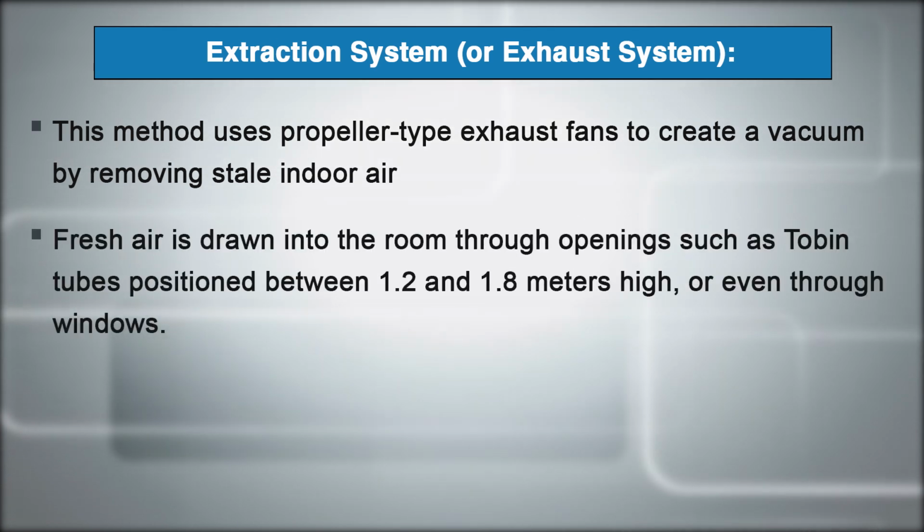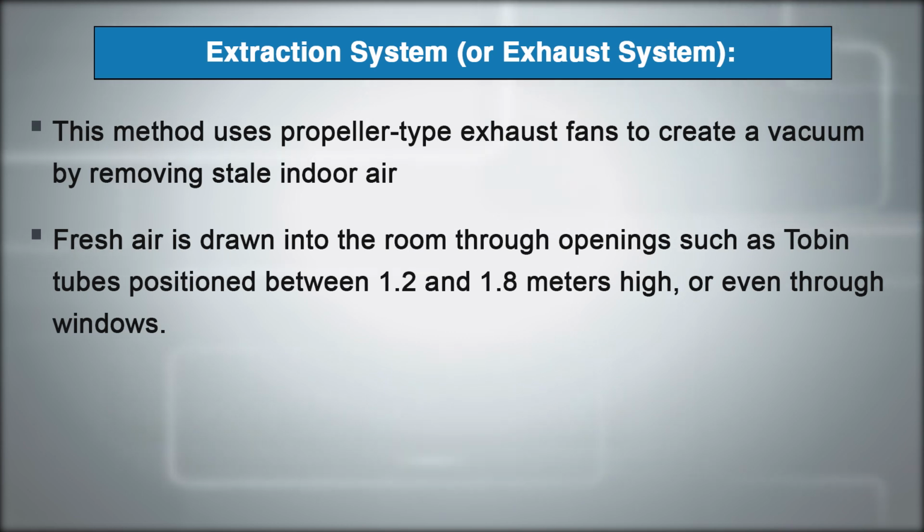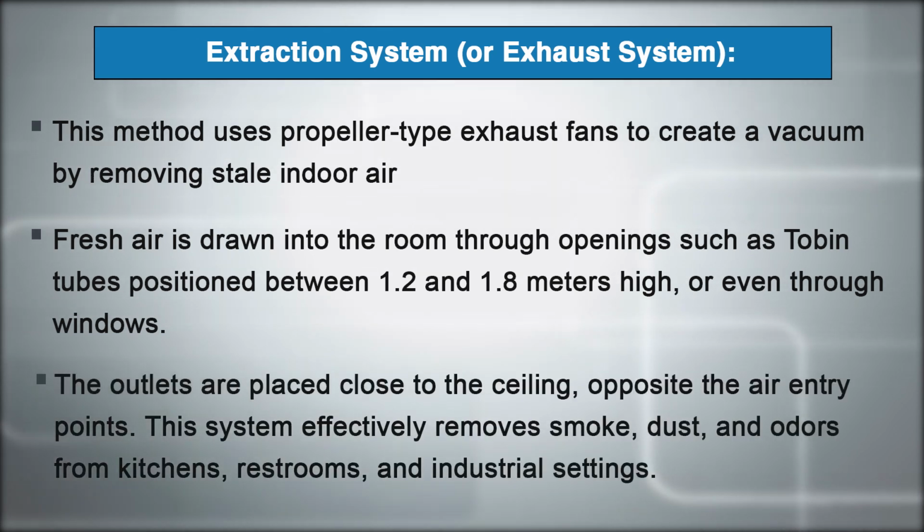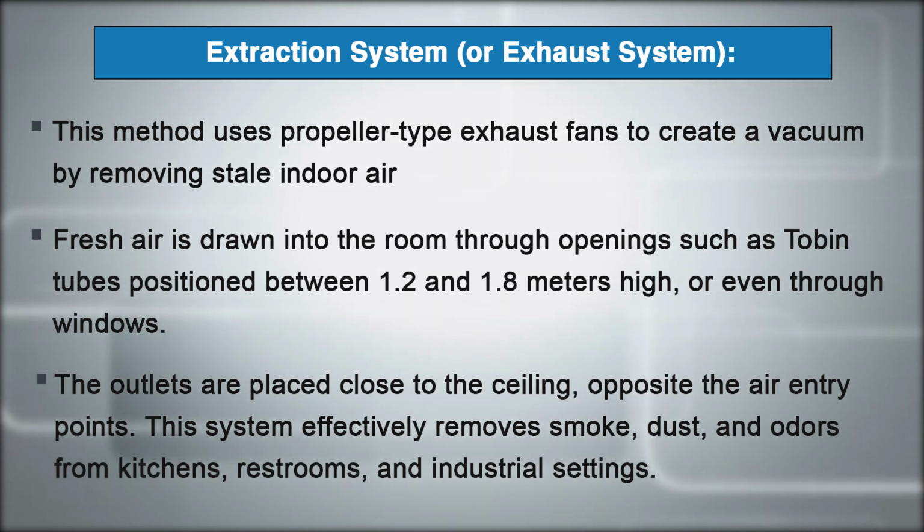Fresh air is drawn into the room through openings such as turbine tubes positioned between 1.2 and 1.8 meters high, or even the windows. The outlets are placed close to the ceiling opposite the air entry points. This system effectively removes smoke, dust and odors from kitchens, restrooms and industrial settings. Plenum system or supply system.